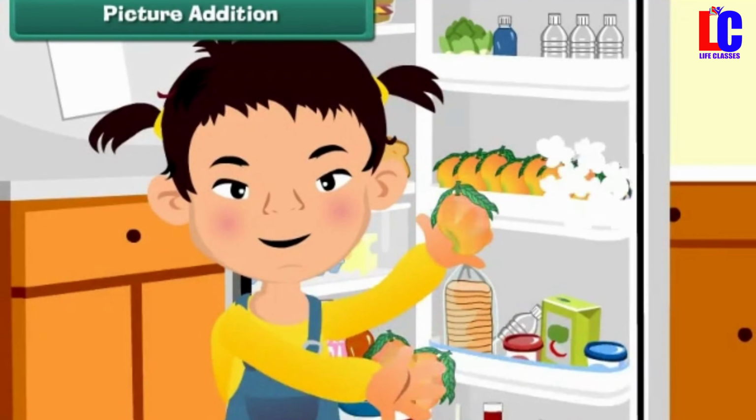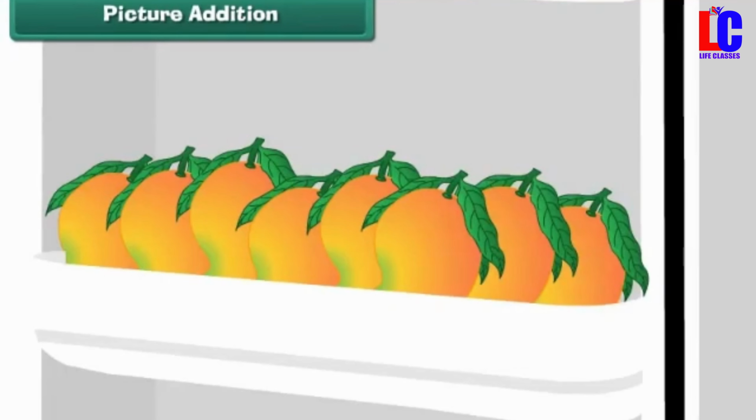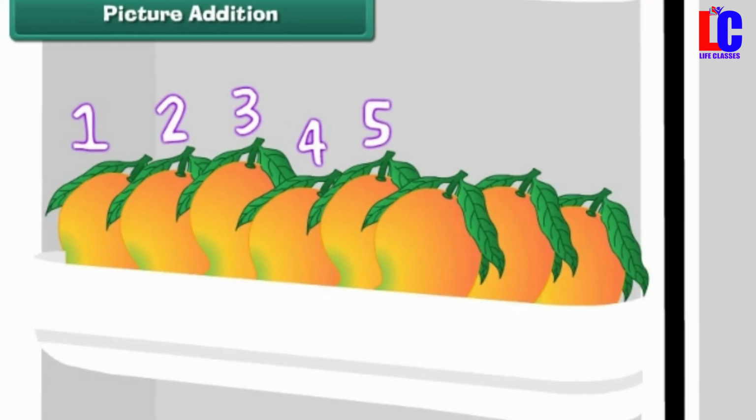There are 5 mangoes in the refrigerator. Shipra puts in 3 more. How many mangoes are there in the refrigerator? 1, 2, 3, 4, 5, 6, 7, 8. There are 8 mangoes in the refrigerator.